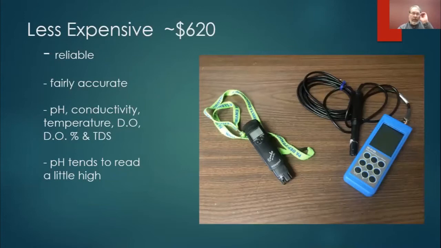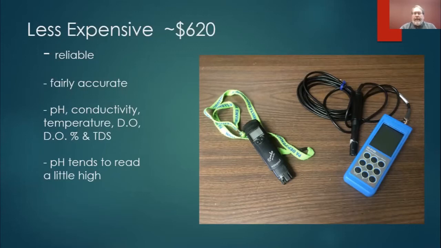Okay, so let's talk about equipment. That's the other component that I wanted to speak about today. So how do you do these assessments? In your photograph here, you have two instruments, the small black meter with a yellow lanyard, and the blue meter. Together, these two meters cost about $620, $650. They're actually fairly reliable and fairly accurate. The black meter is going to do pH, temperature, conductivity, and TDS. And the blue meter is going to do your dissolved oxygen.